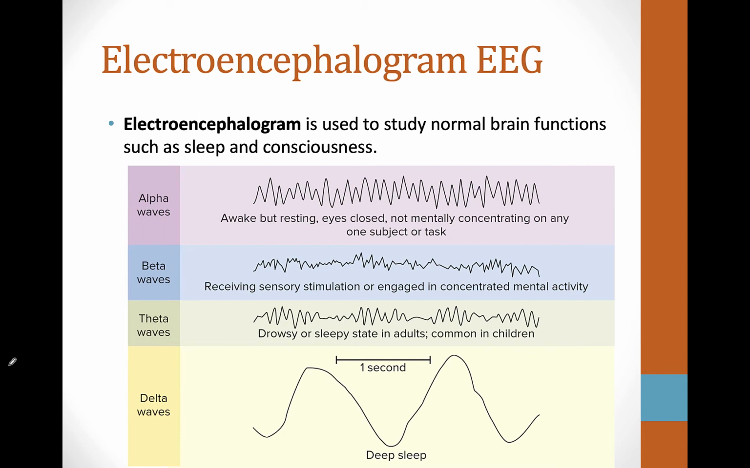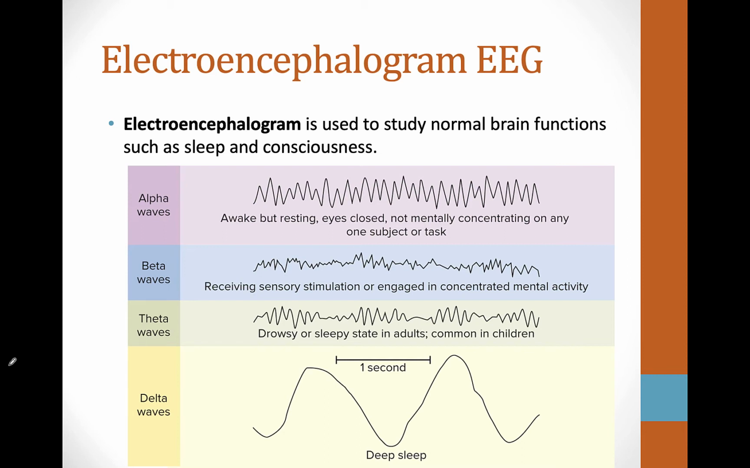Alpha waves are common when you're resting but not asleep. If you were to lie down in a cool dark room and close your eyes, you would mostly have alpha waves. Beta waves are what you have when you open your eyes or you're receiving sensory information or you're stimulated. Theta waves are common when you're drowsy or sleeping in adults.